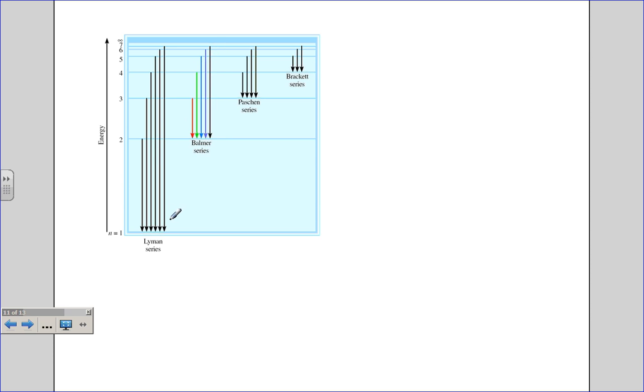These other electronic transitions will still release energy, but the amount of energy that they will release is outside of the visible spectrum, so we won't observe them as light.